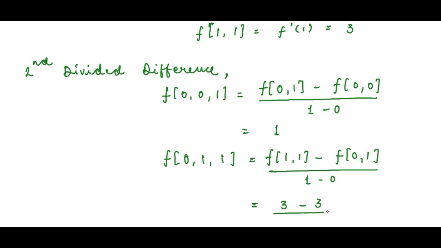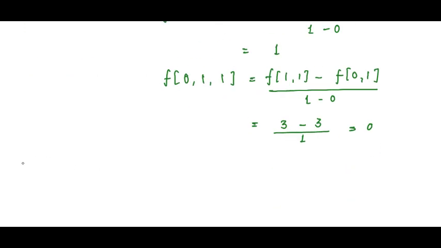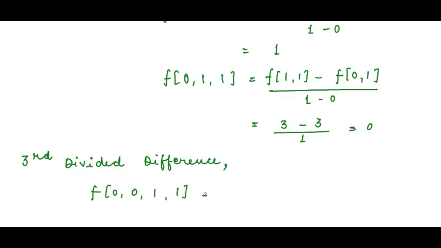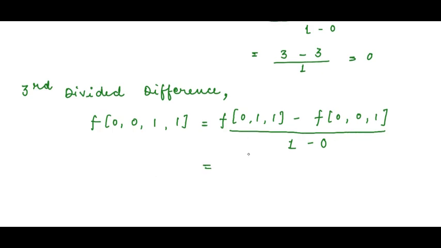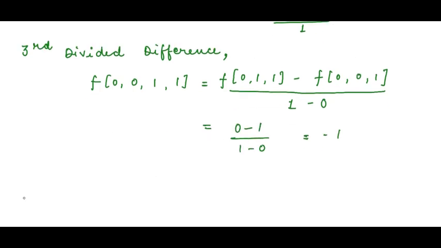Now comes the third divided difference, where we have to compute the value of the function at 0, 0, 1, 1, which becomes function at 0, 1, 1 minus function at 0, 0, 1 divided by 1 minus 0, and hence becomes minus 1. So now constructing the Hermite polynomial using the Newton form.